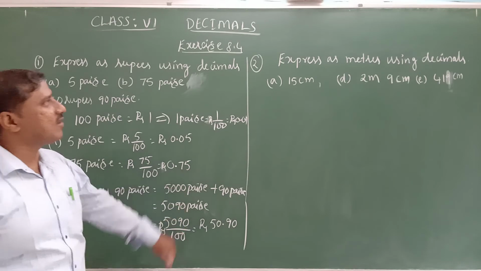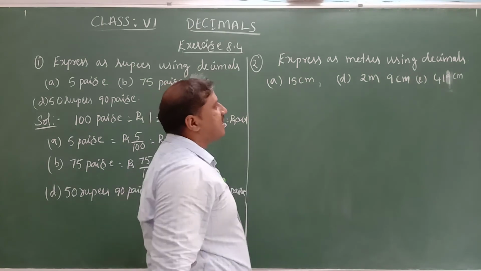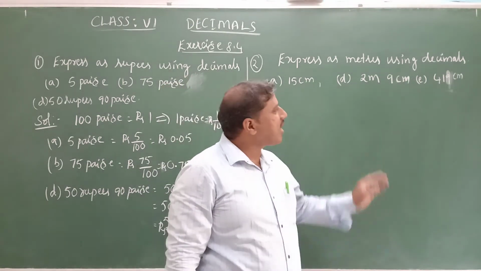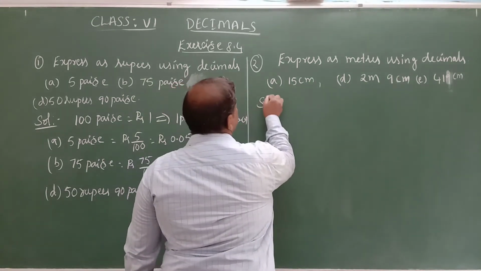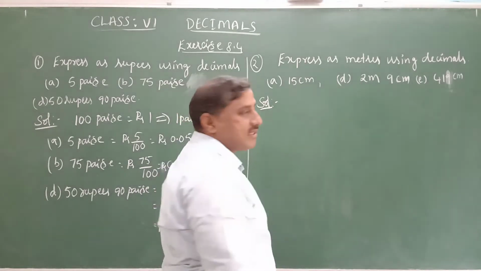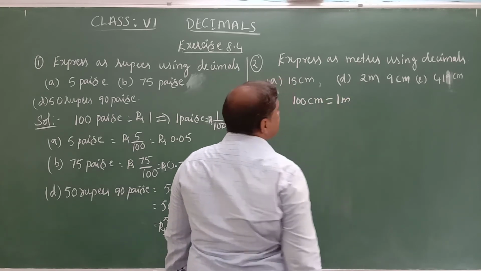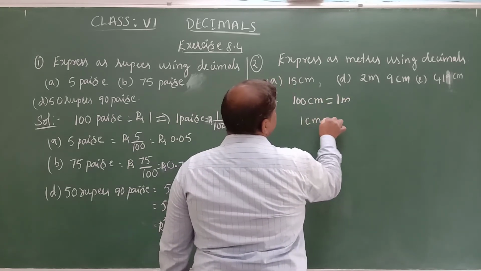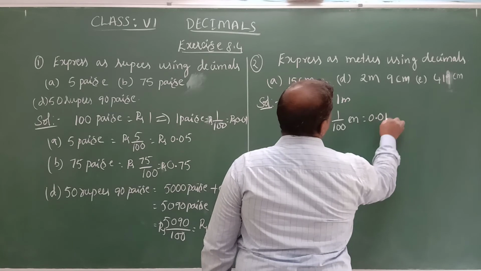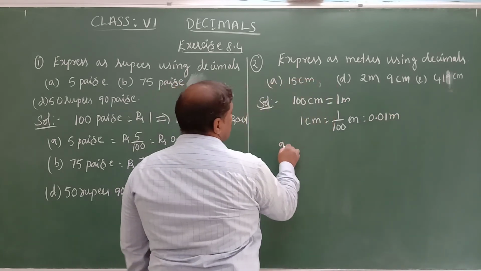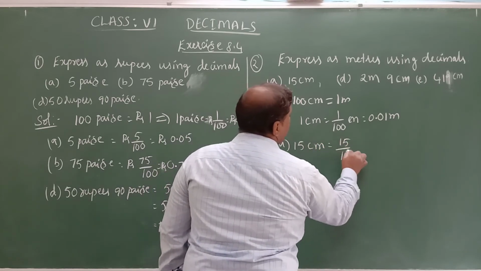Now we will discuss the second question. Express as meters using decimals: 15 centimeters, 2 meters 9 centimeters, 490 centimeters. So identify the relation between centimeters and meters. That is, 100 centimeters is equal to 1 meter. 1 centimeter is equal to 1 by 100 meters, that is 0.01 meter. Now our first question: 15 centimeters is equal to 15 divided by 100 meters.